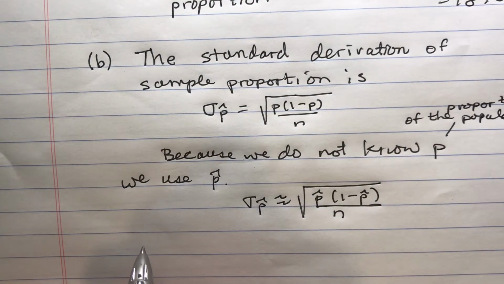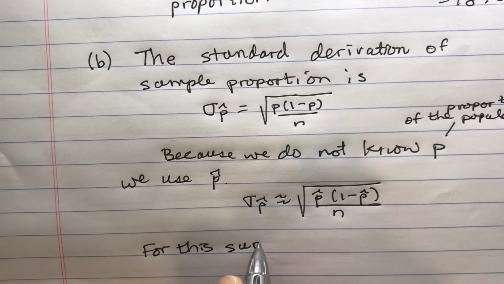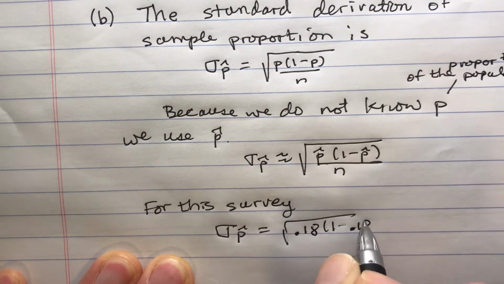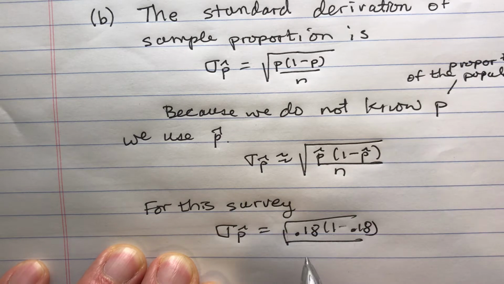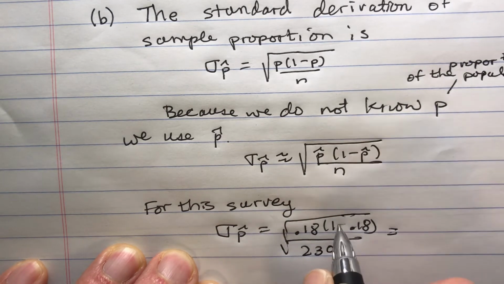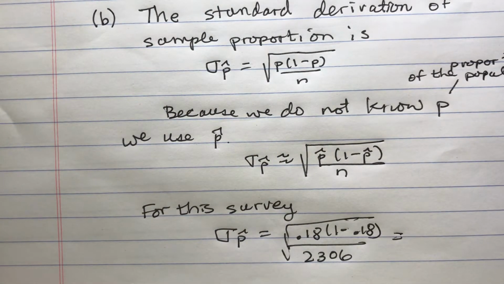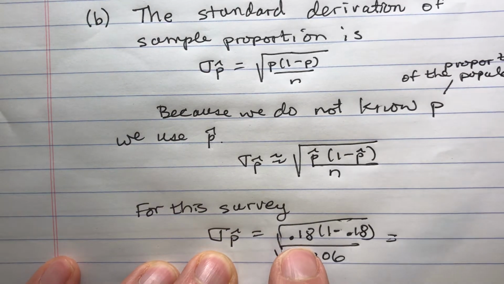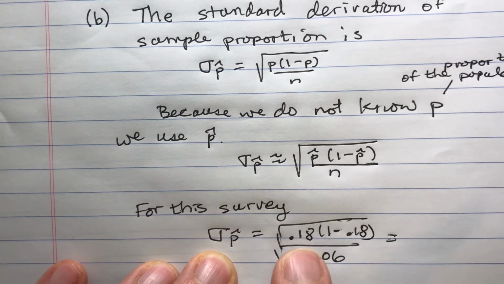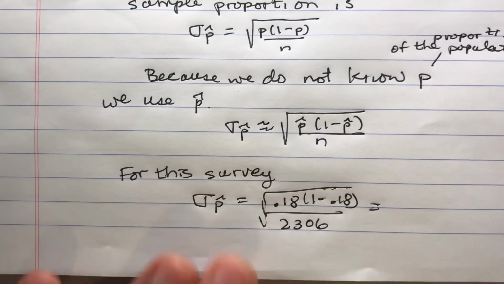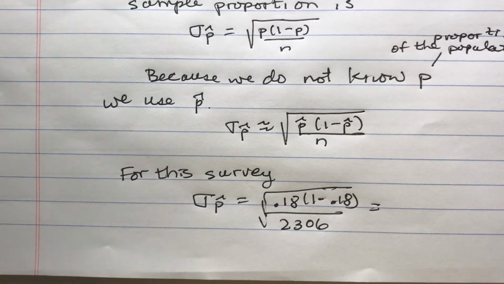And so for this problem, sigma p hat turned out to be the square root of 0.18 times 1 minus 0.18 over the number n, 2306. Now what's probably better is for me to put 417 over 2306, but with my handheld calculator, that starts getting more difficult. Remember, 0.18 is the proportion of the people who gave blood for this sample. It is a rounded number, and if I felt like being more precise, I would put 417 over 2306, so I'm not rounding anything off. But the practical matter is that I have to put that in my calculator, and if I put too many numbers in, I sometimes have trouble. But maybe I could do it. Maybe I'm just not having enough confidence in myself.